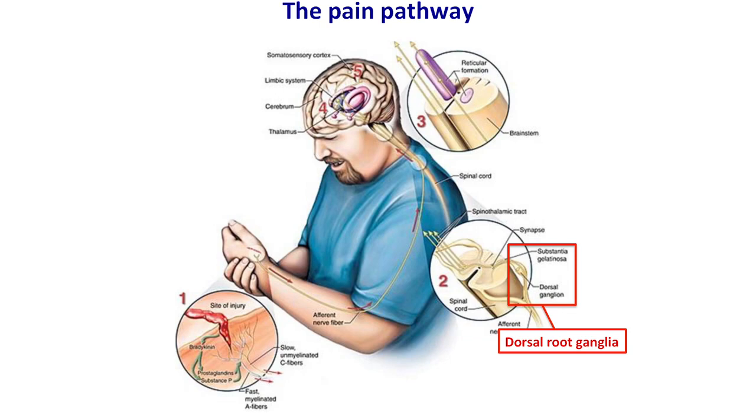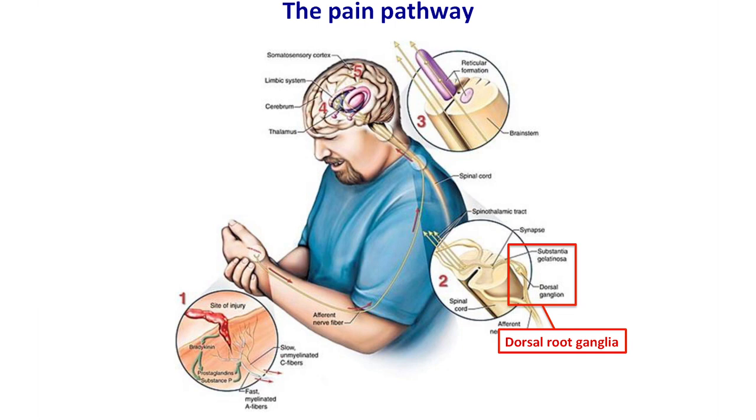There is a little bunch of neurons that are outside the spinal cord in a structure called the dorsal root ganglia. These are ganglia, which are little assemblages of neurons. They are located in a chain just by the side of our spinal cord.